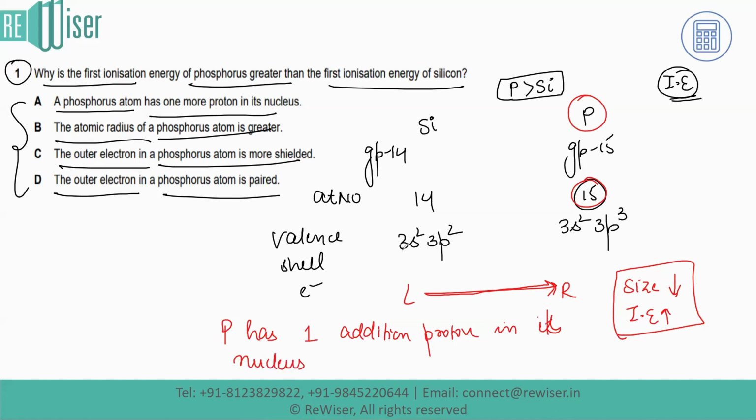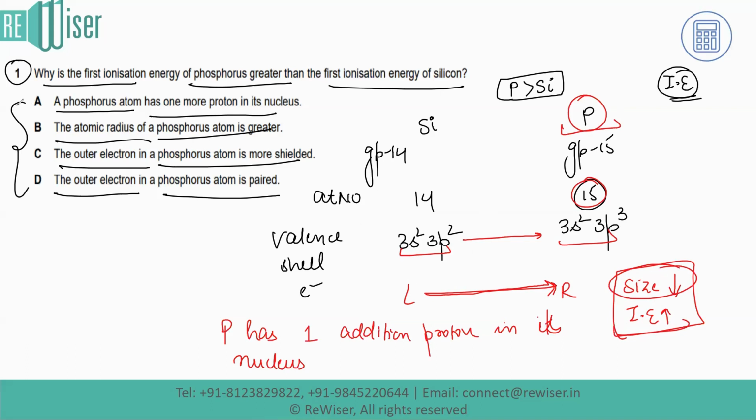And electrons are added in the same shell. See, when we move from silicon to phosphorus, electrons are added in the same shell, but there is one additional proton in phosphorus which attracts the outer electrons towards itself. That's why phosphorus has smaller size and it has more ionization energy.